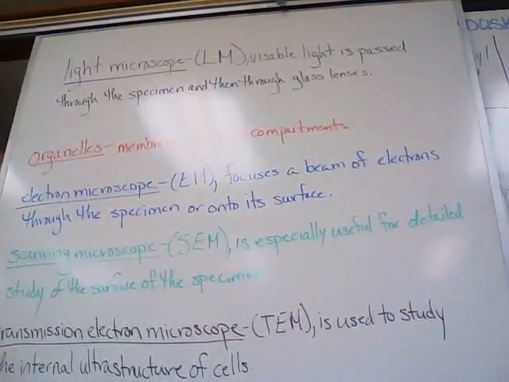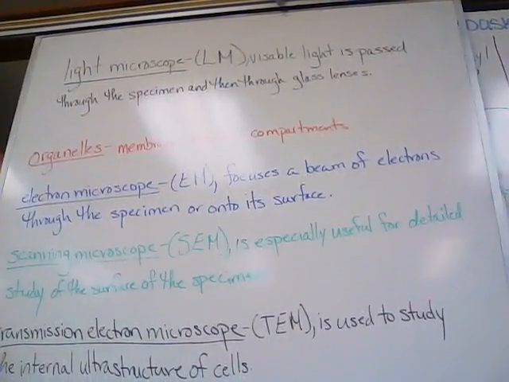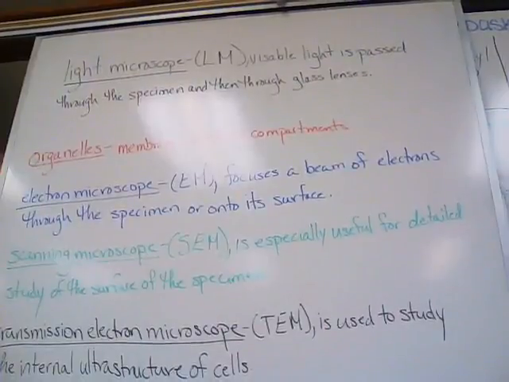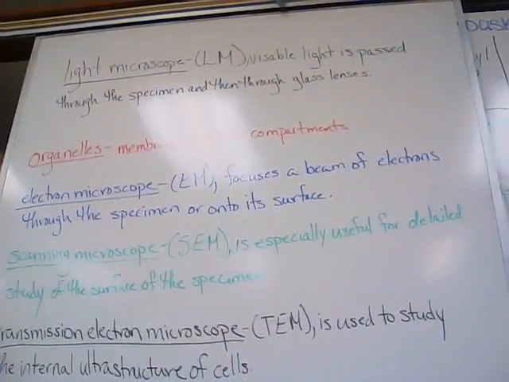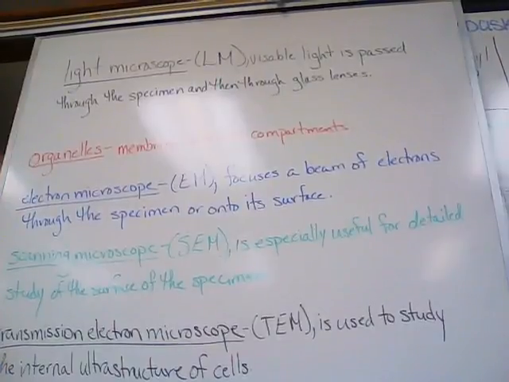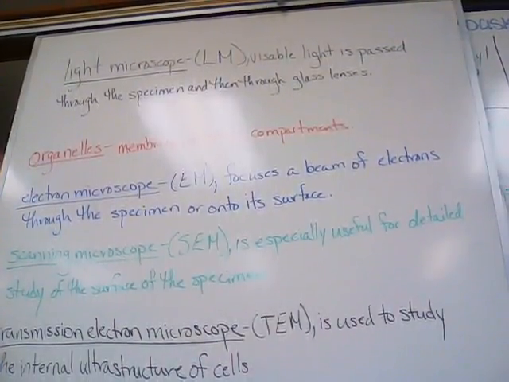Instead of using glass lenses, the TEM uses electromagnets as lenses to bend the paths of the electrons, ultimately focusing the image onto a screen for viewing or onto photographic film. Some microscopes are equipped with a digital camera to photograph the image on the screen. Others have a digital detector in place of both screen and camera.